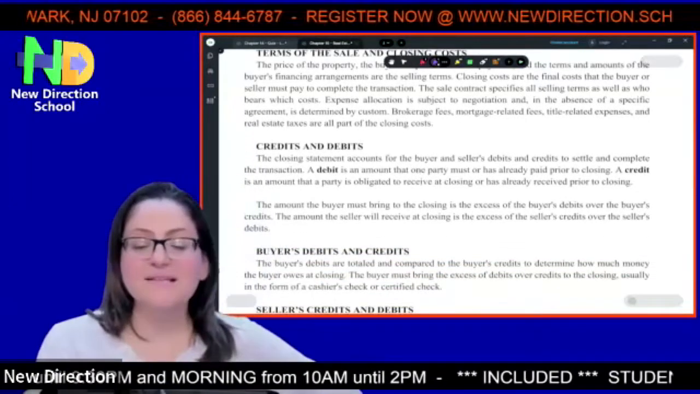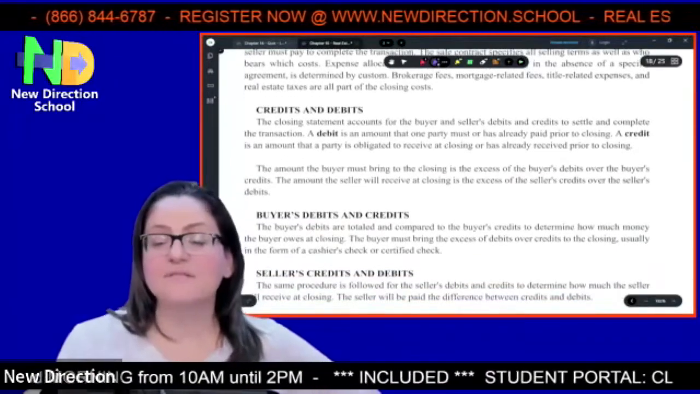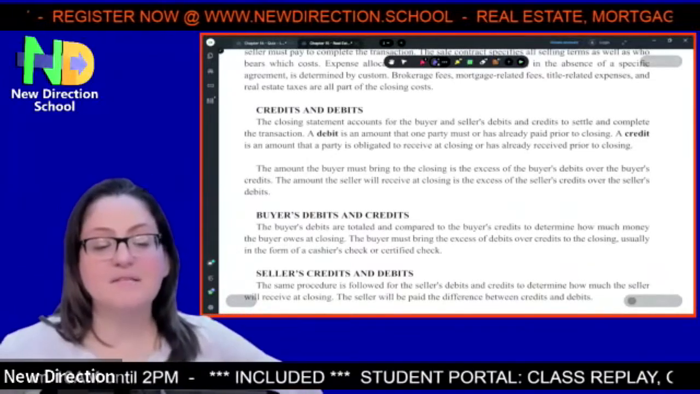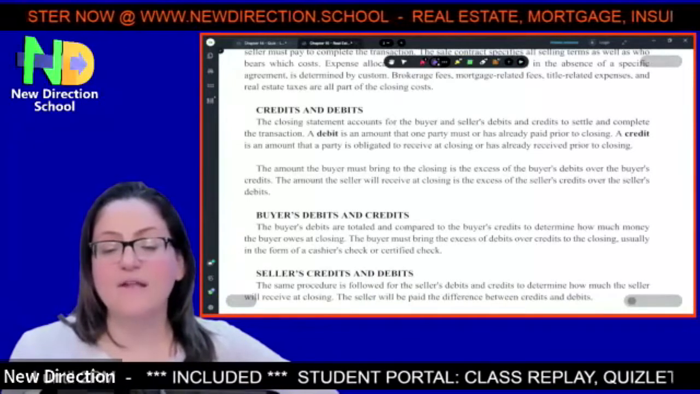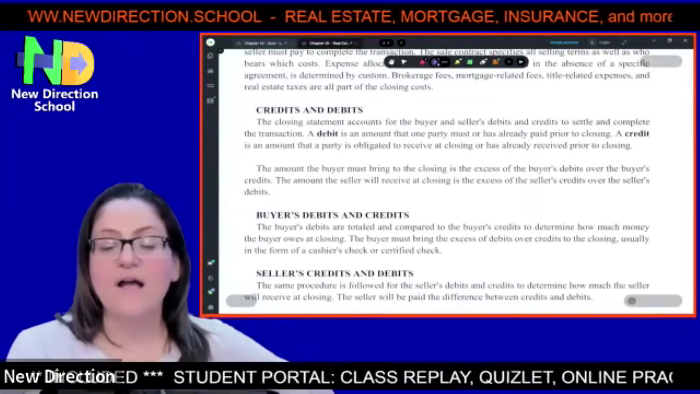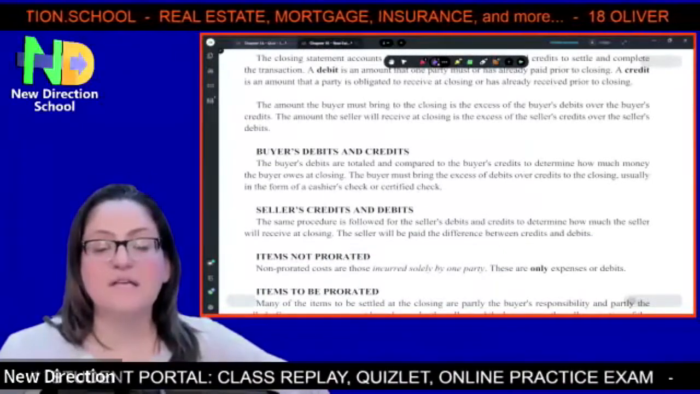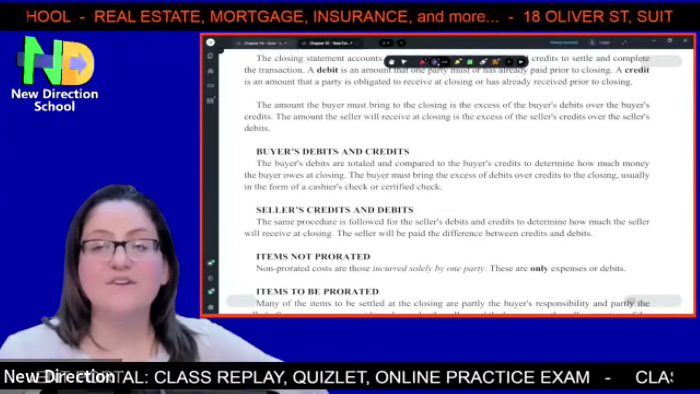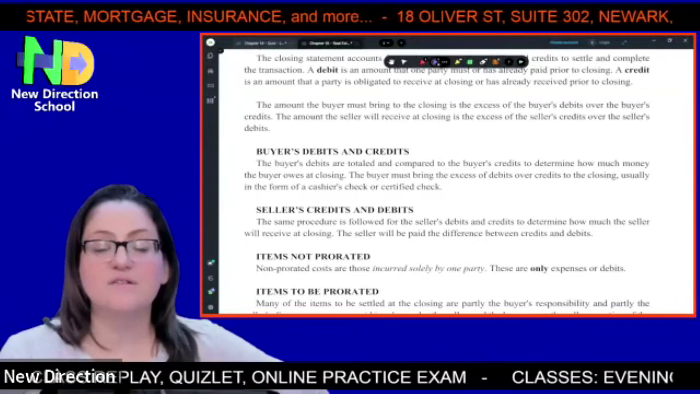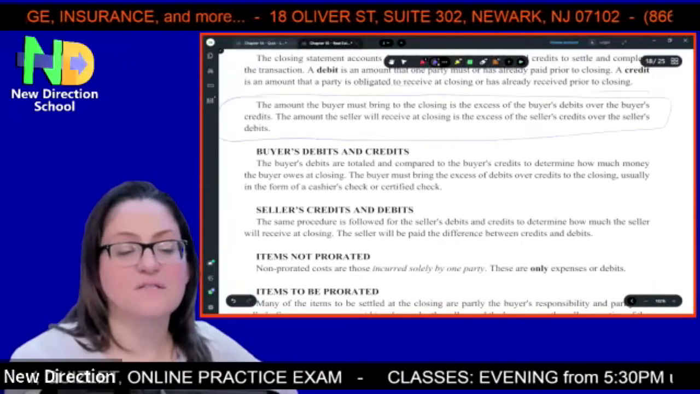Now, credits and debits. You might see a question on the state exam, so please pay attention. The closing statement accounts for the buyer's and seller's debits and credits to settle and complete the transaction. A debit is an amount that one party must pay or has already paid prior to closing. A credit is an amount that a party is obligated to receive at closing or has already received prior to closing. The amount the buyer must bring to the closing is the excess of the buyer's debits over the buyer's credits. The amount the seller will receive at closing is the excess of the seller's credits over the seller's debits. Here, you might see a question on the state exam.